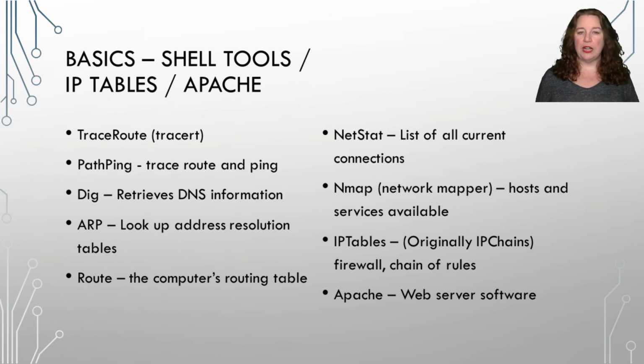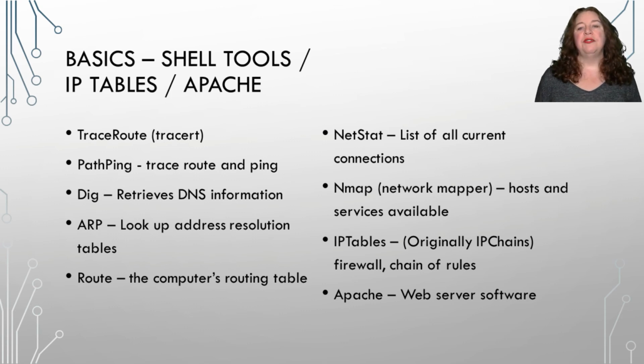If you need to look up your address resolution tables, you'll use ARP the same way that you do in Microsoft and Apple. Route gives you the computer's routing tables, so we can have those available. Netstat is the list of all current connections. Again, these are both available in Microsoft and in Apple, so they're pretty similar, but it's useful to know that they are available in Linux. The Nmap is short for network mapper, and it will list out all of the different hosts and services that are available.